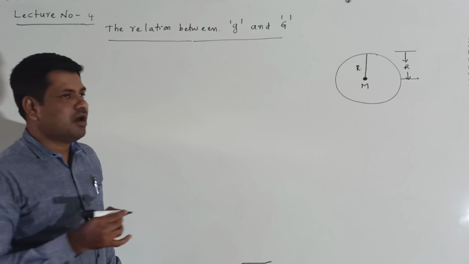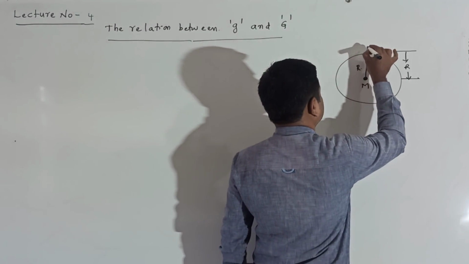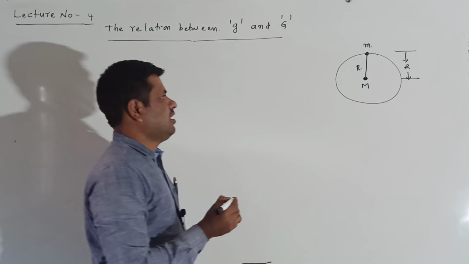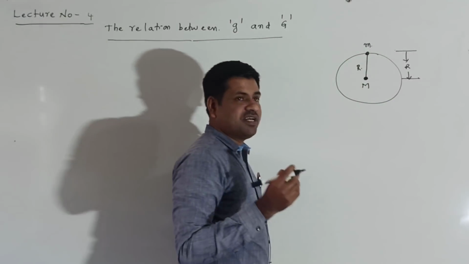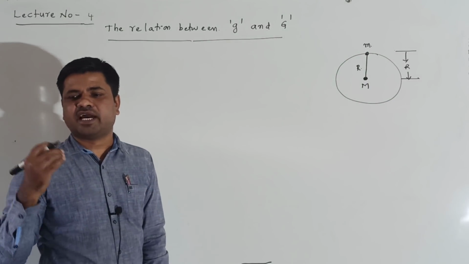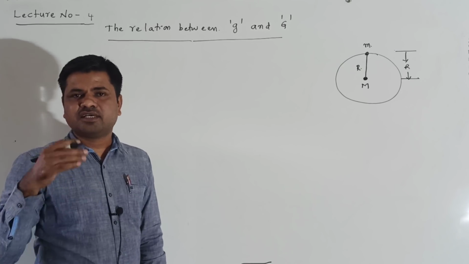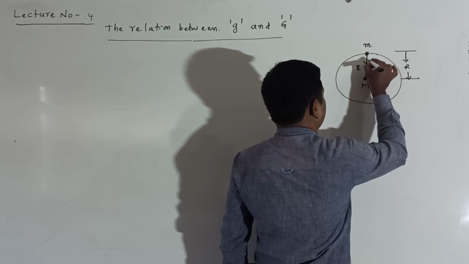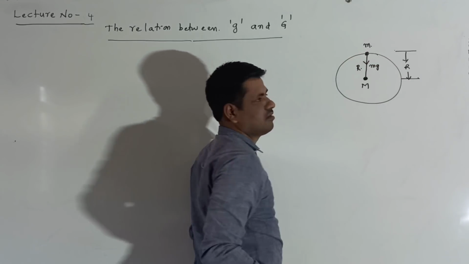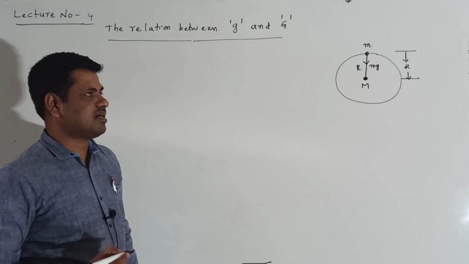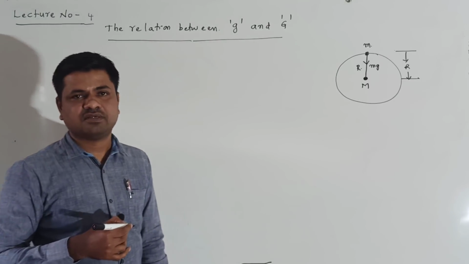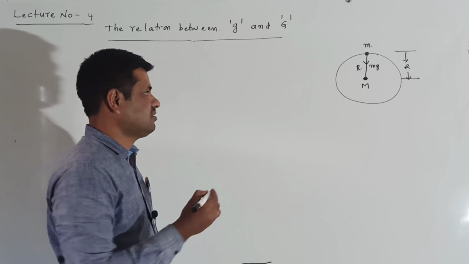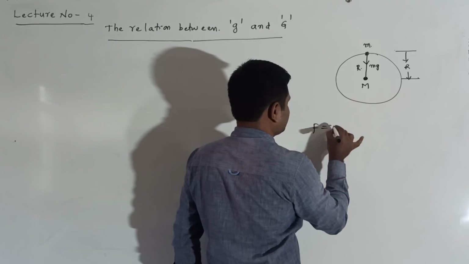On this earth I am placing one body of mass m. On this body a gravitational pull or gravitational force is acting. That gravitational force I am taking as mg. I consider that it is acting towards the center of the earth. Gravitational force or gravitational pull is acting towards the center of the earth. That is how I am writing it here.